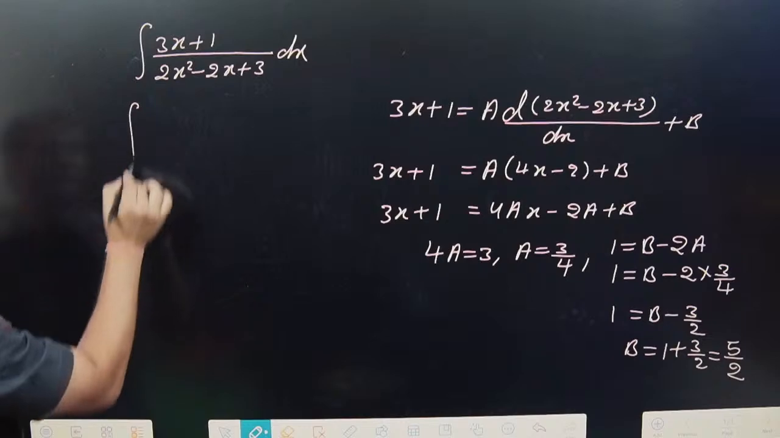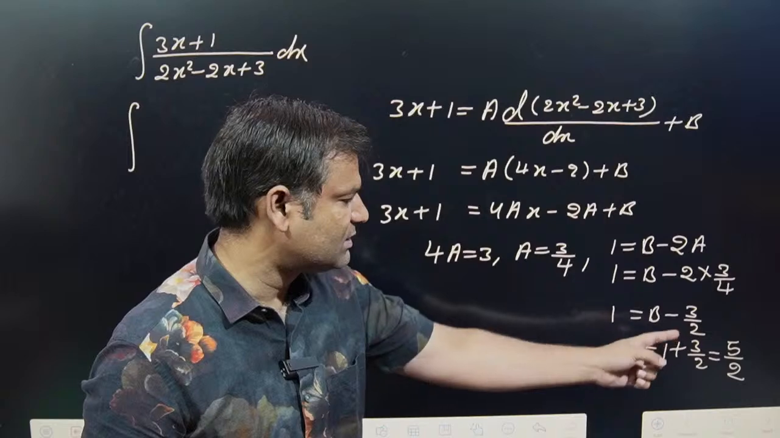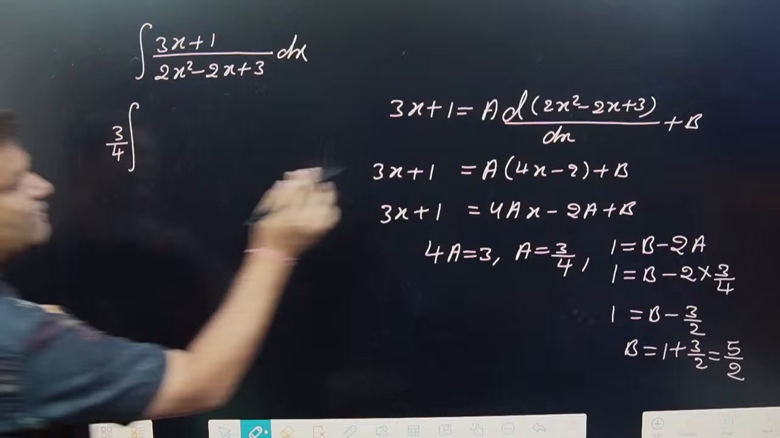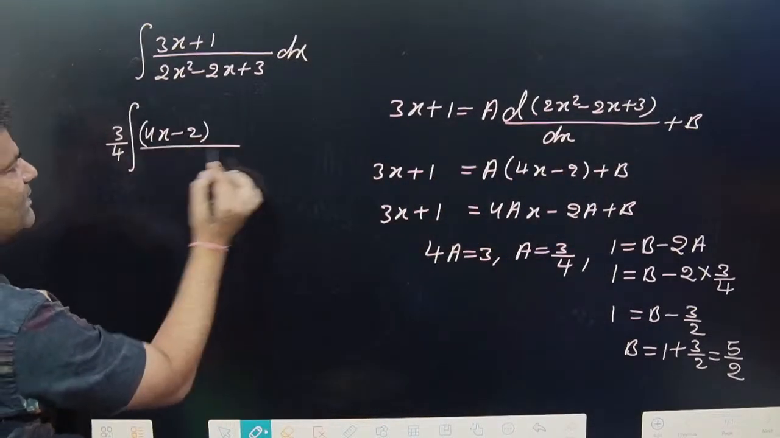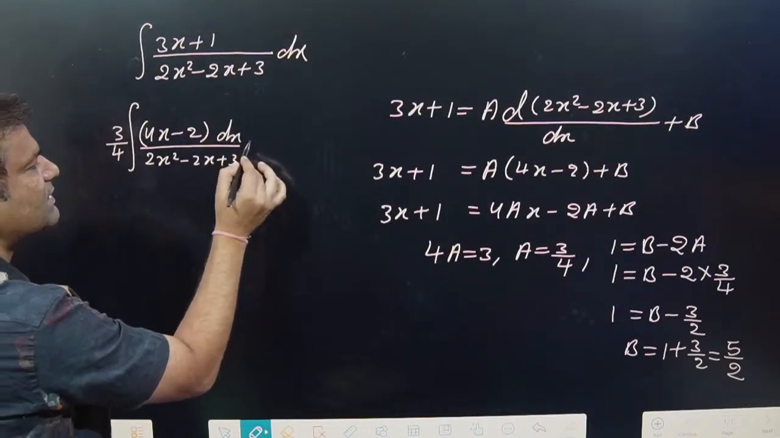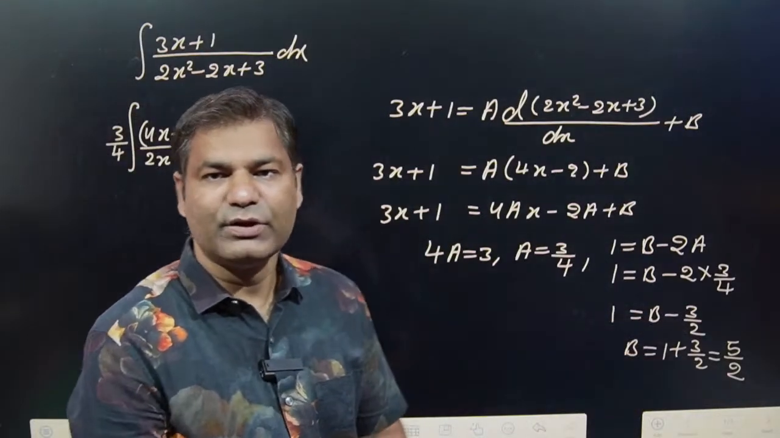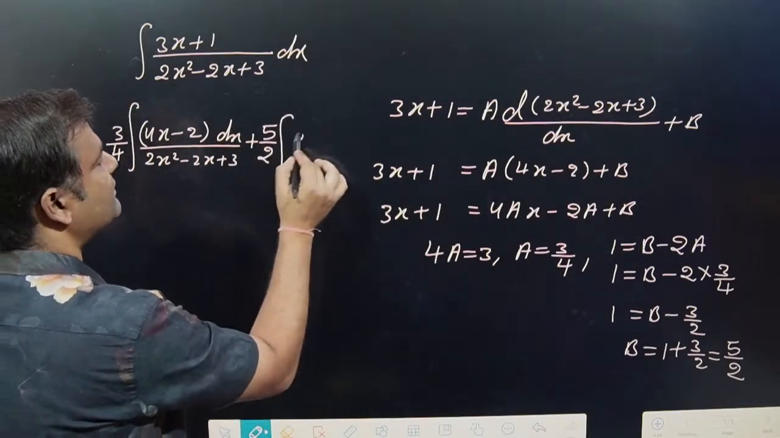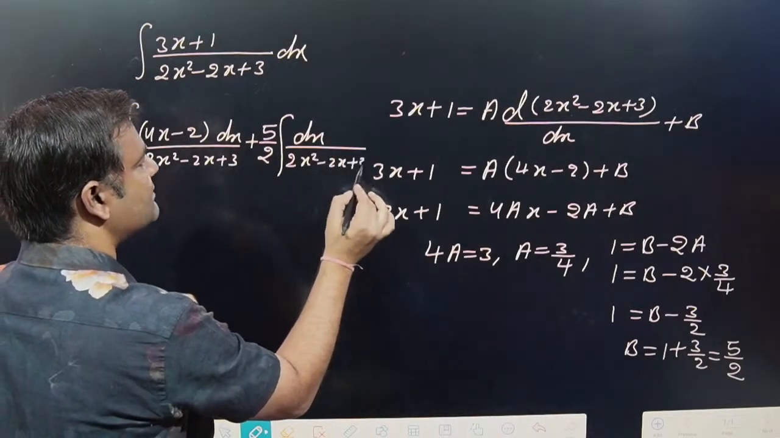So simply this one is written as 3 by 4 into the differentiation of this one, basically 4x minus 2 divided by 2x square minus 2x plus 3 into dx, plus B, which is 5 by 2, so 5 by 2 into the integration of dx divided by 2x square minus 2x plus 3.